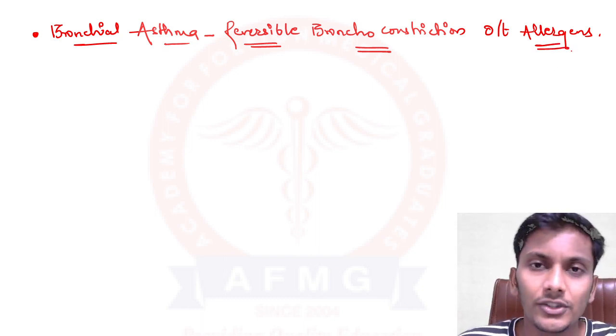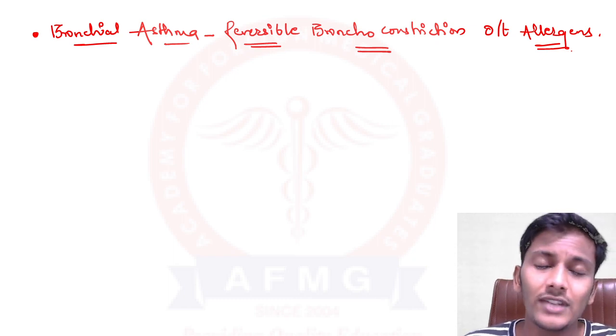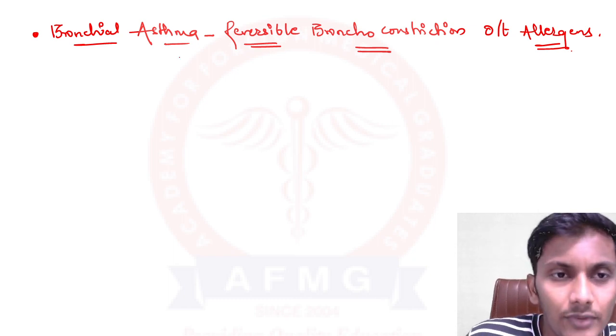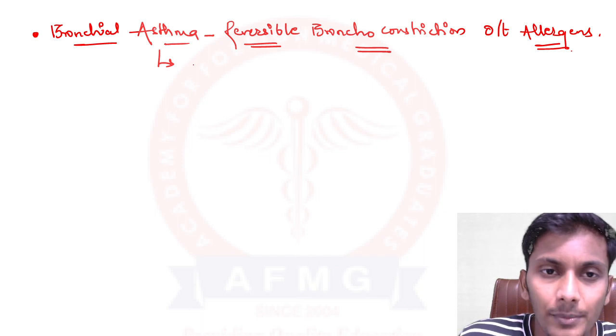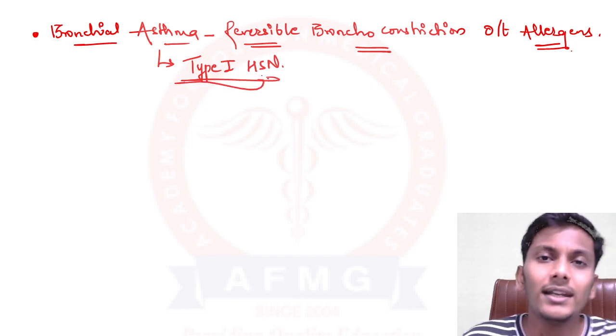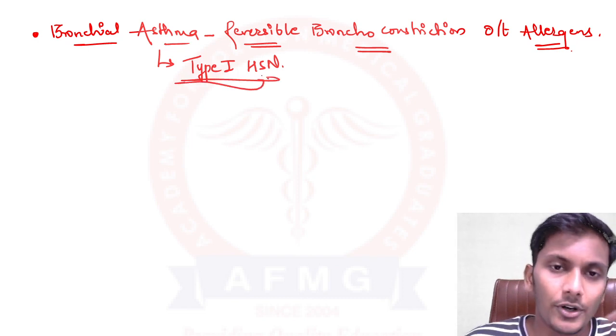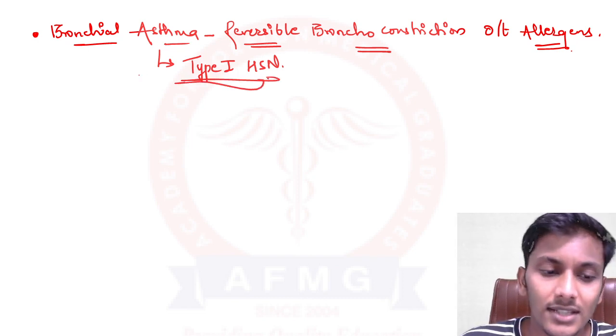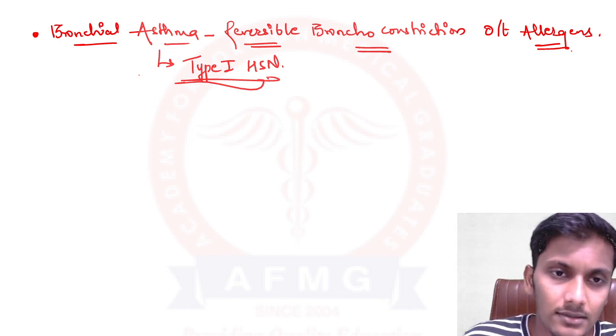And I have always told you, if there is an allergen exposure or some allergic condition, which type of hypersensitivity is it? So please remember, it is type 1 hypersensitivity. So bronchial asthma comes under type 1 hypersensitivity. I'll be discussing just the important points about bronchial asthma in this topic.